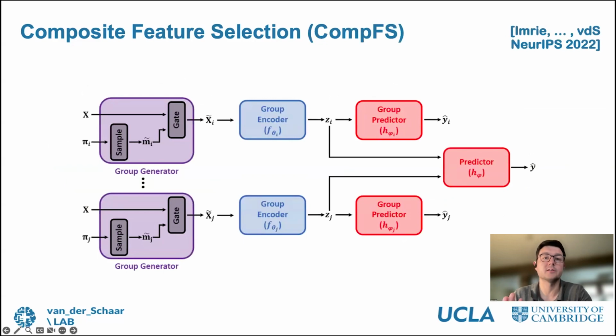And so to address this, we proposed a new machine learning model called CompFS for composite feature selection that's composed of an ensemble of feature selection models, similar to the ones I just described earlier, as well as an aggregate predictor. And this enables us to identify these different groups of predictive variables.